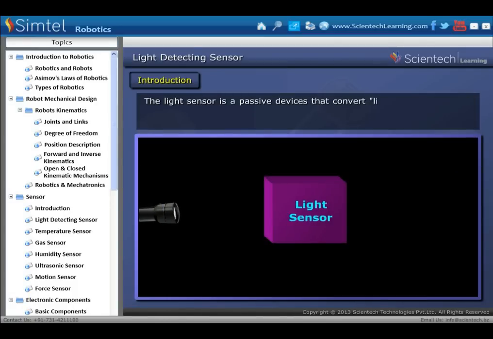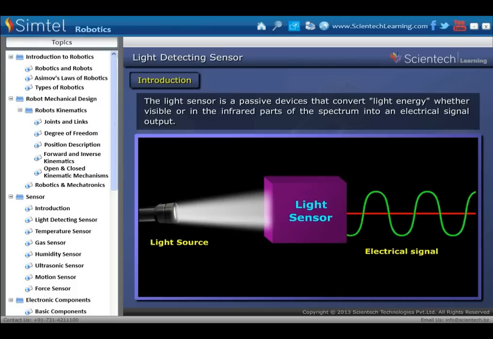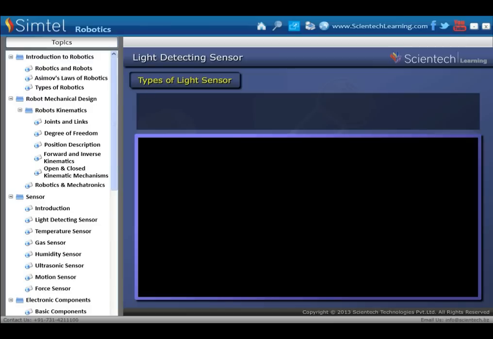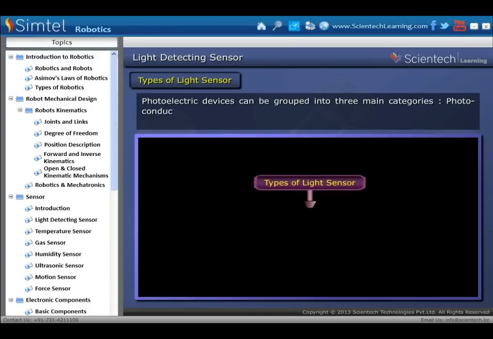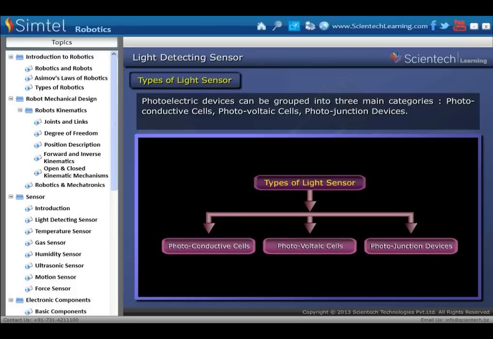The light sensor is a passive device that converts light energy, whether visible or in the infrared parts of the spectrum, into an electrical signal output. Now, let's see the types of light sensors. They can be grouped into three main categories: photoconductive cells, photovoltaic cells and photojunction devices.